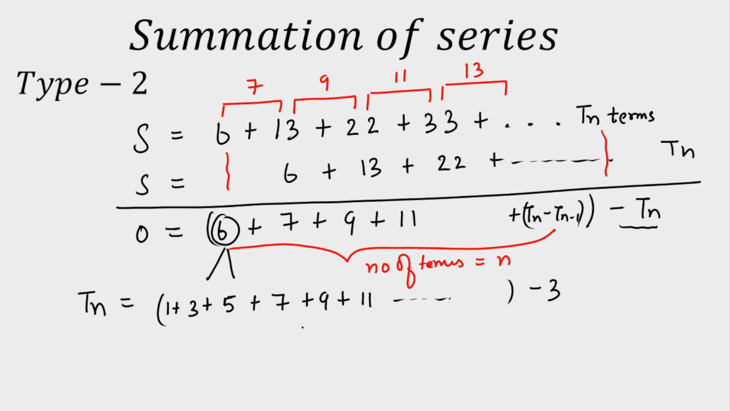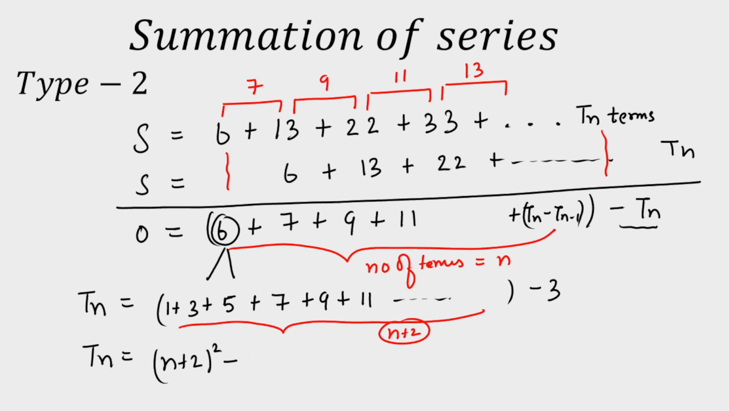So here the number of terms will be increased. I've added 2 extra terms, so it will be n plus 2 terms here. Now t of n will be equal to, now we know the sum of first n odd natural numbers is n square. So for n natural numbers it is n square. So for n plus 2 natural numbers it will be n plus 2 whole square, and minus 3 here.